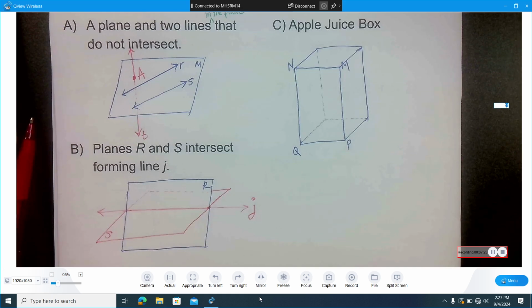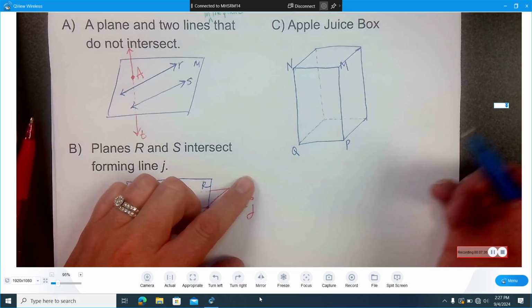How's your box? How's your box? Fair? Good? Goodish? What do you got? We're going to get really good at drawing these.